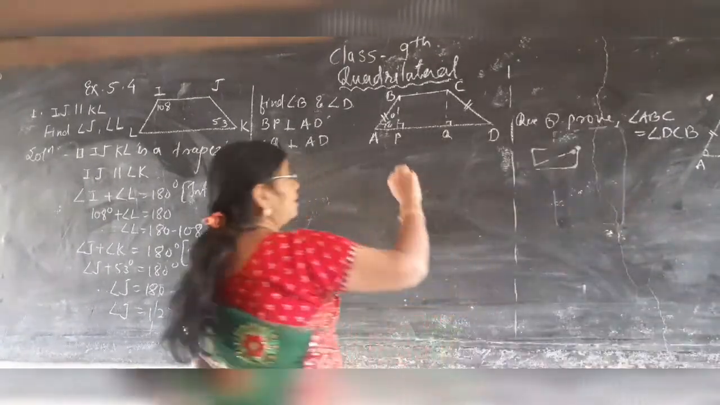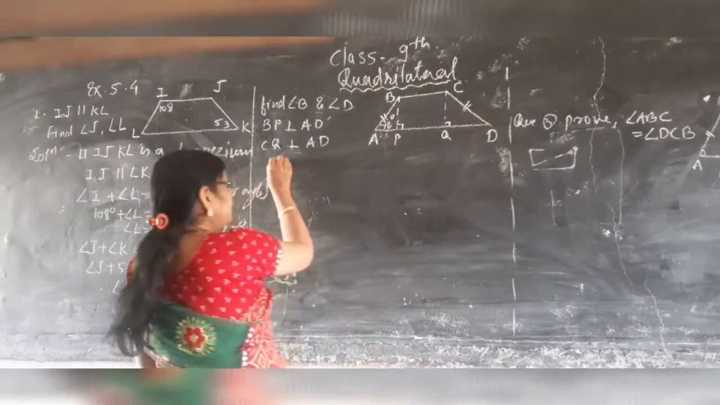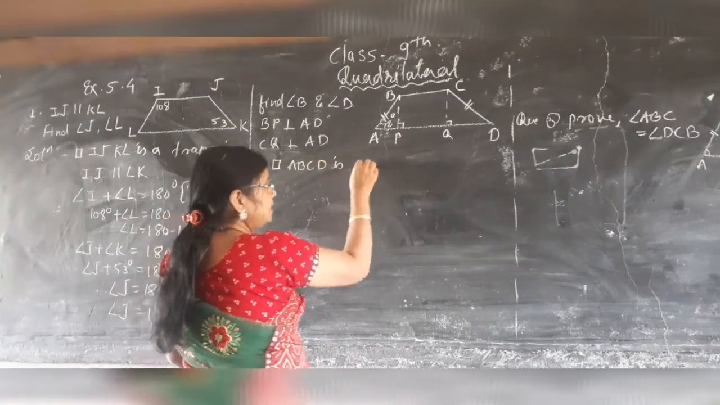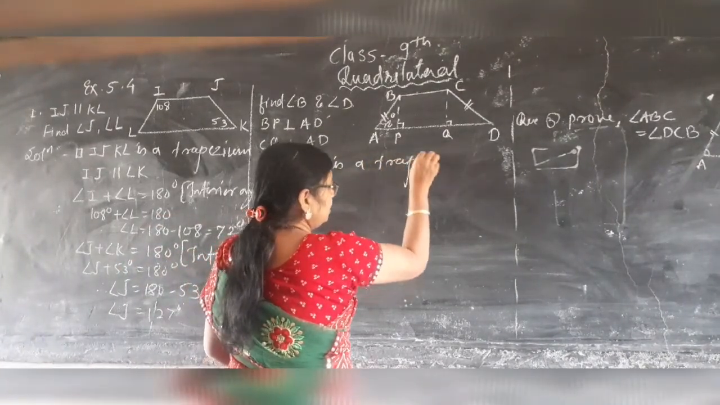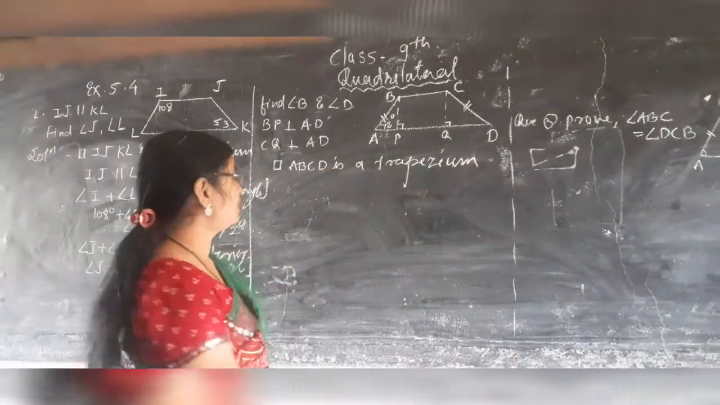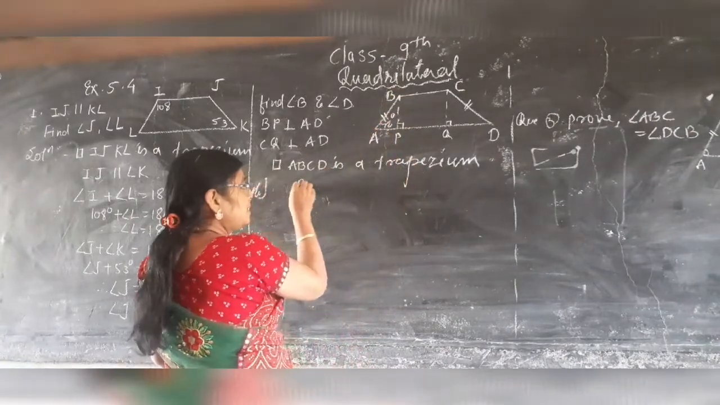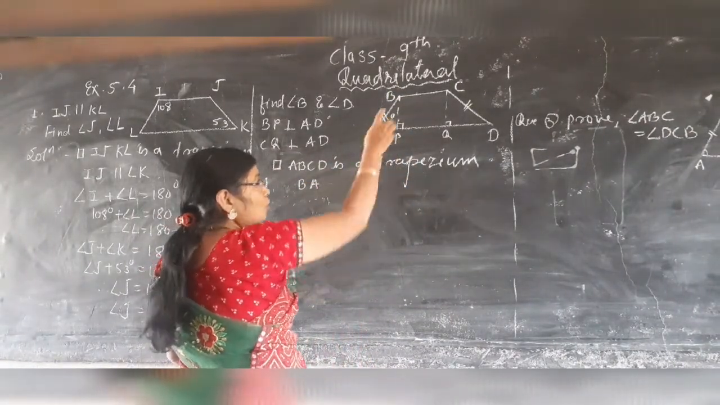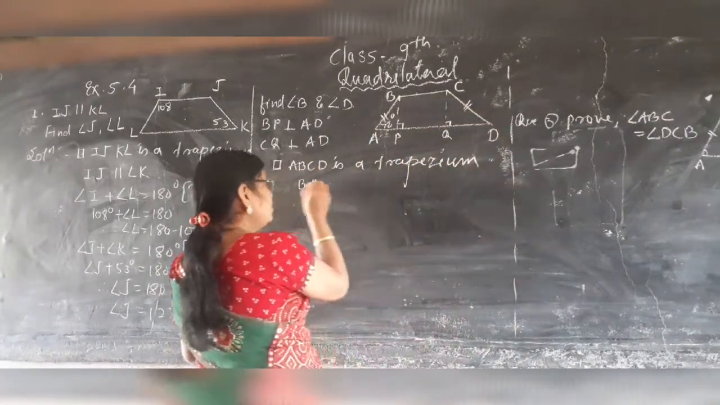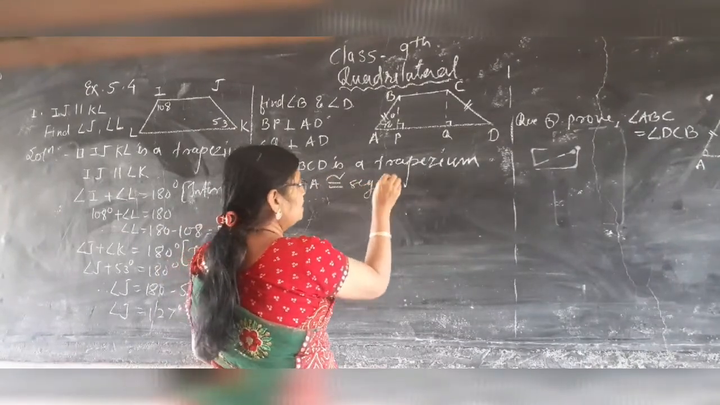Now see here in the second problem, what is given? ABCD is a trapezium. Quadrilateral ABCD is a trapezium, and what is given? One of the angles is given and sides are given. The non-parallel sides are congruent. So segment BA is congruent to segment CD.